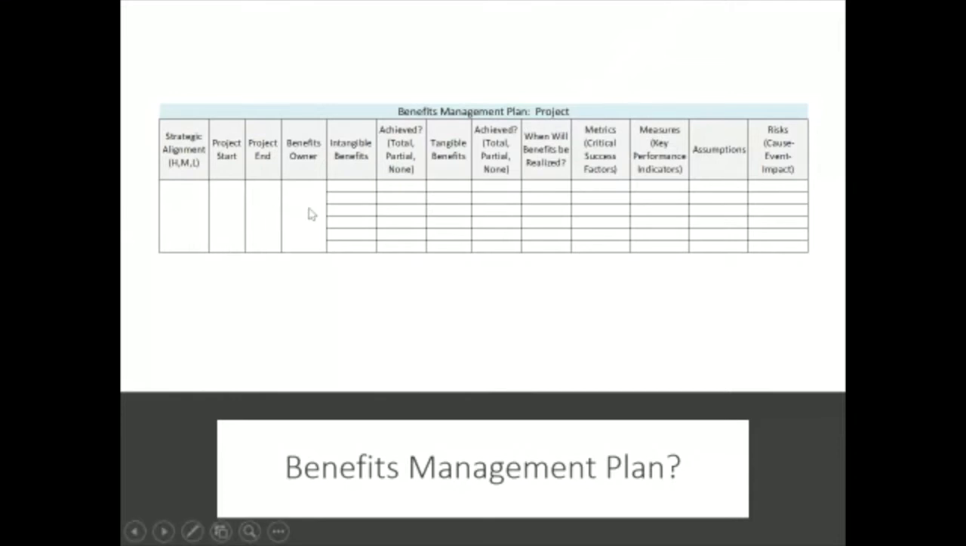Very easy: project start, project end, and who's the benefits owner? This is the individual who most cares about any potential benefits. Why do we care about this for stakeholder management? Because if somebody is a benefits owner, you definitely want to reach out to them early and often. Now, there are different types of benefits: intangible benefits, maybe morale, productivity, things that you really can't quantify. And then there are the hard benefits. These are benefits that could be cost reductions or, excuse me, cost savings.